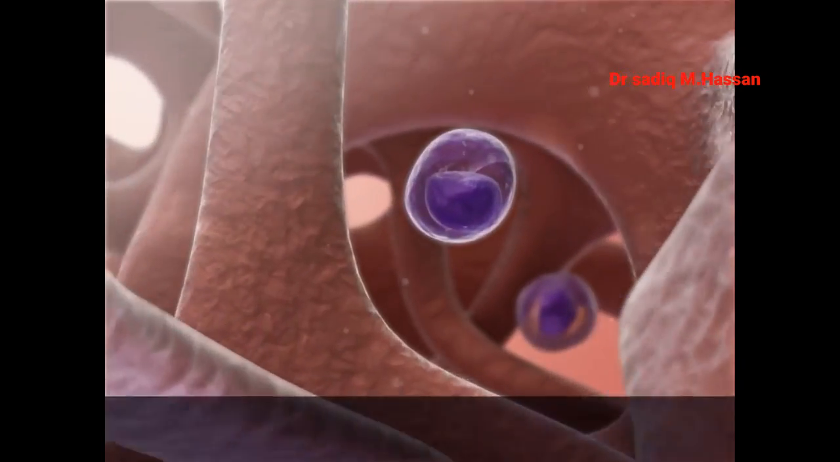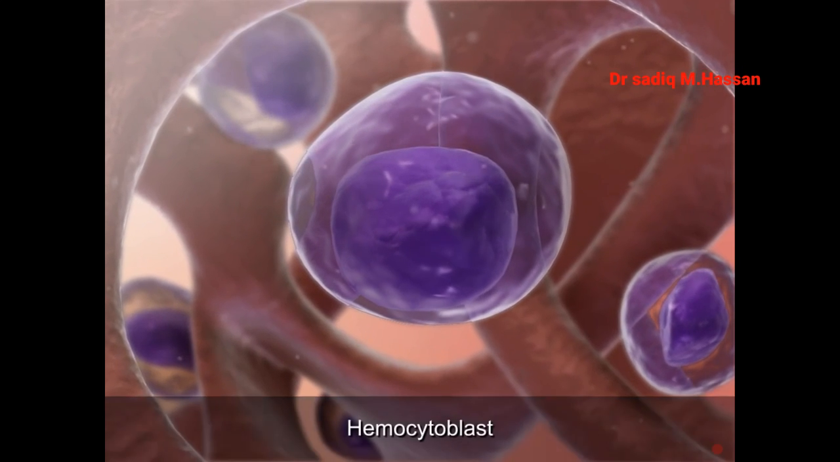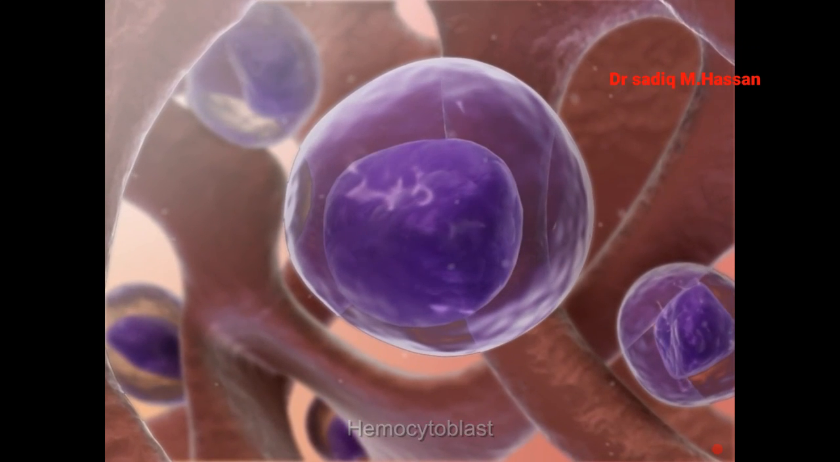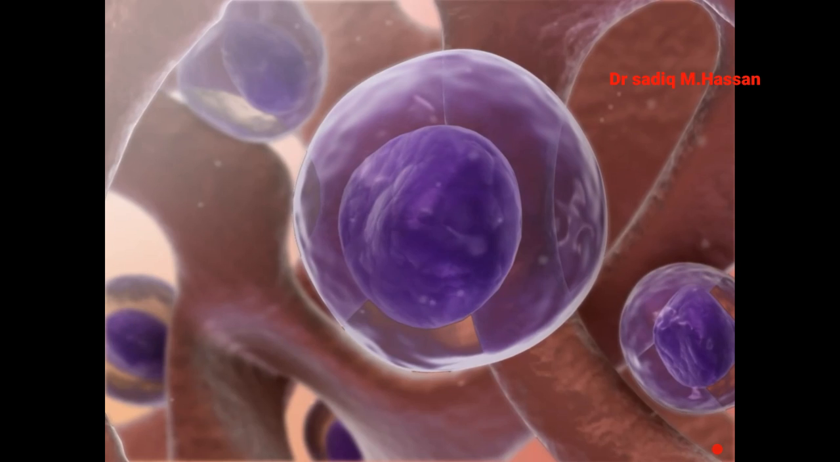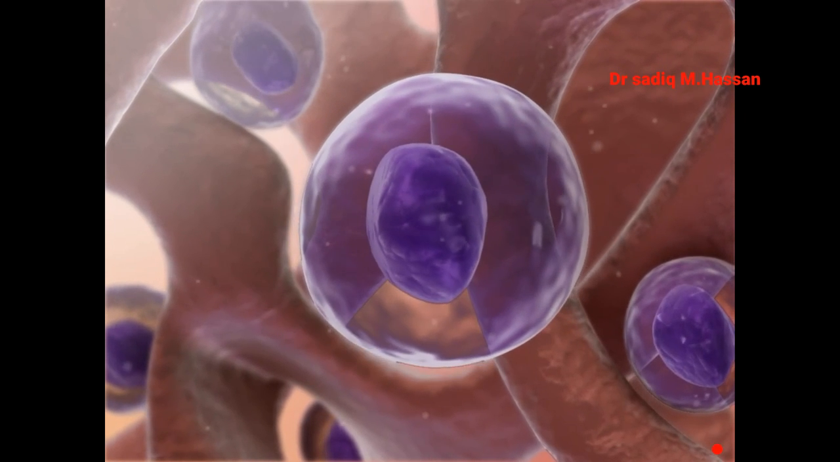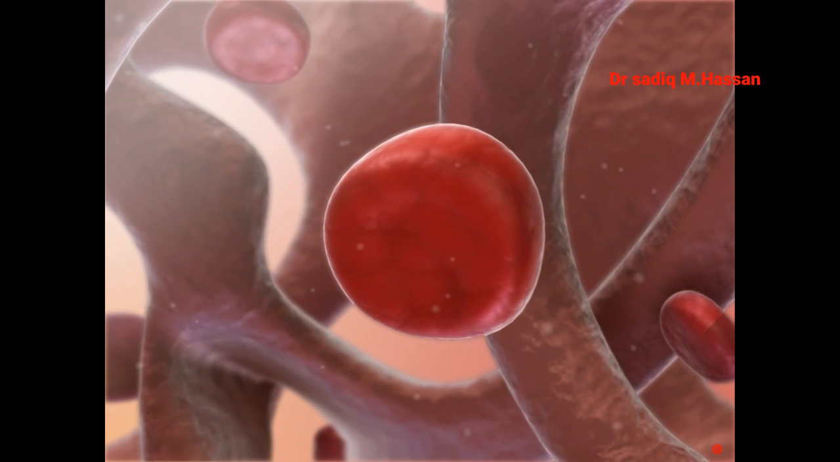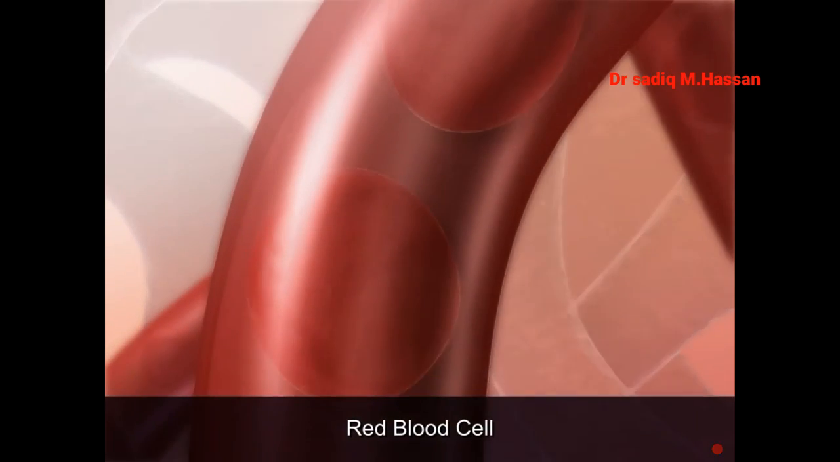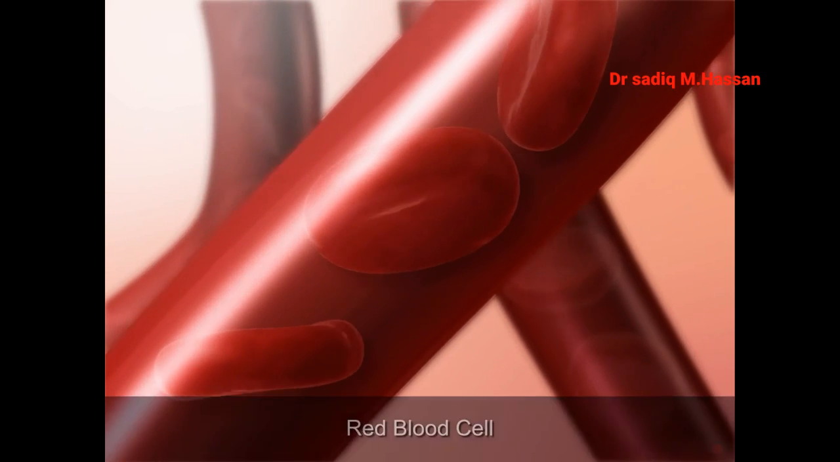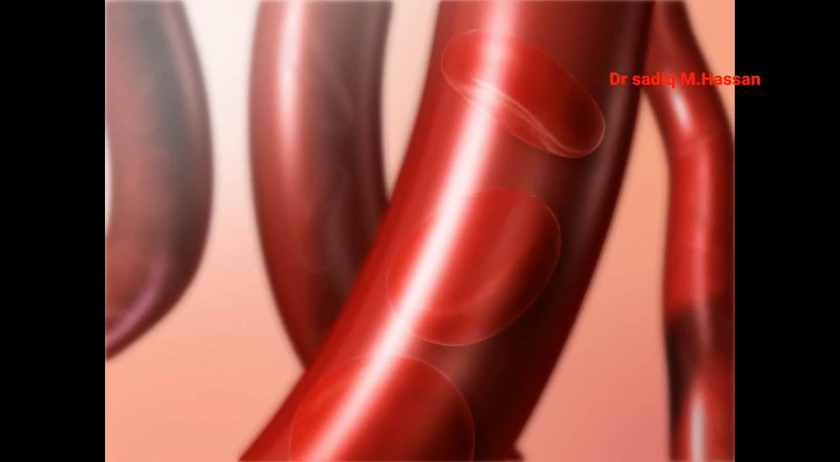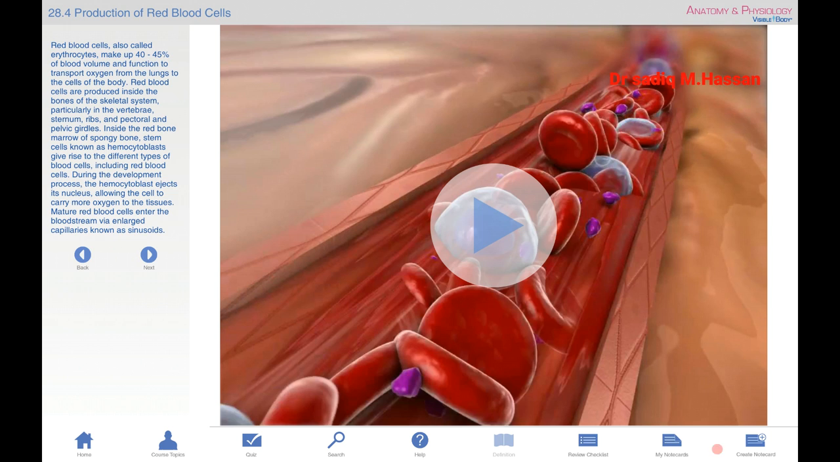Inside the red bone marrow of spongy bone, stem cells known as hemocytoblasts give rise to the different types of blood cells, including red blood cells. During the development process, the hemocytoblast ejects its nucleus, allowing the cell to carry more oxygen to the tissues. Mature red blood cells enter the bloodstream via enlarged capillaries known as sinusoids. Right, that was a video about the production of the red blood cell. Okay, let us move next.